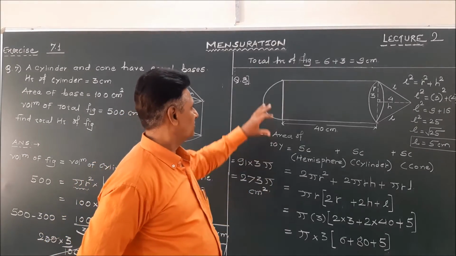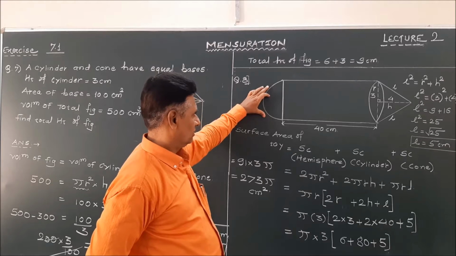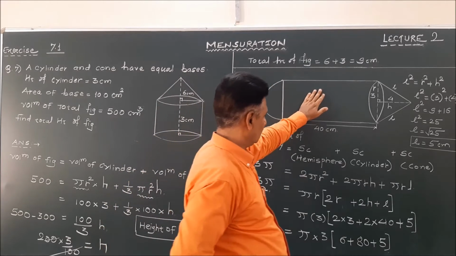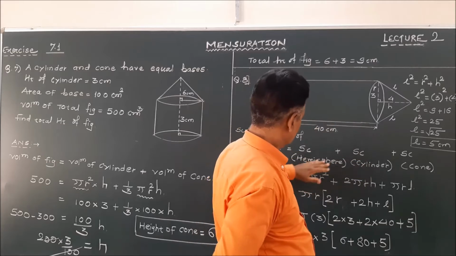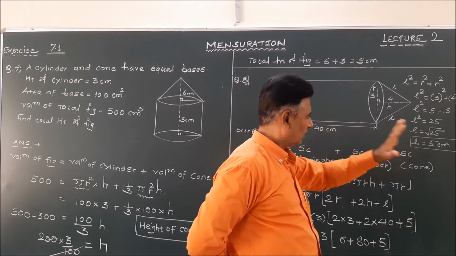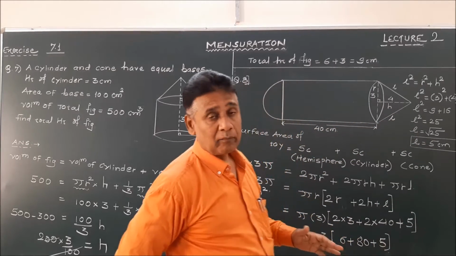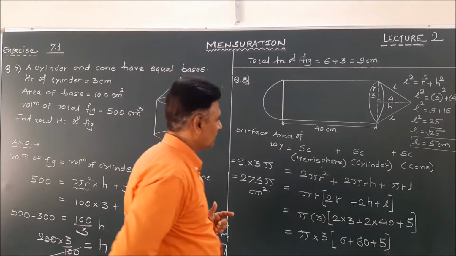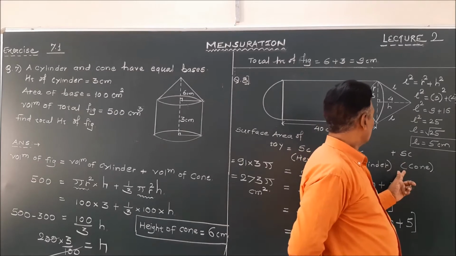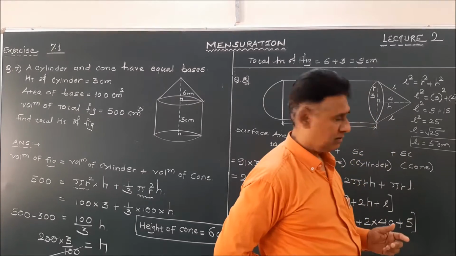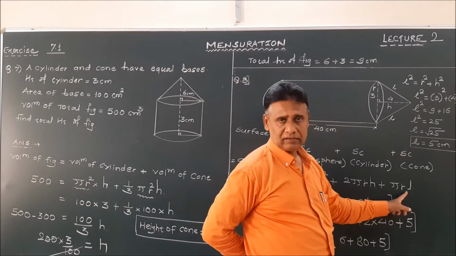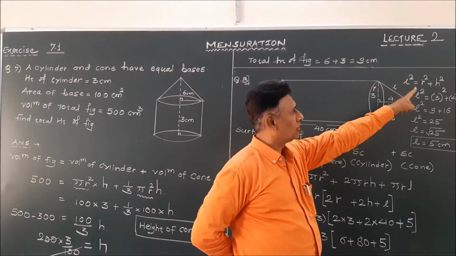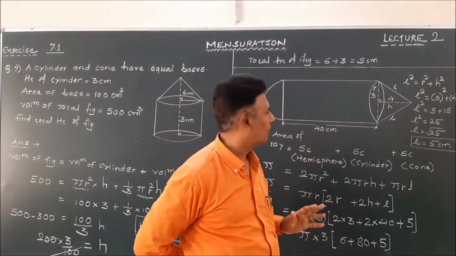In that case we need to find the curved surface area of the hemisphere, the curved surface area of the cylinder, and then the curved surface area of the cone. But what is the formula? Very important. The cone formula is pi r l, but we don't know the value of l. L stands for slant height. Slant height l square is equal to r square plus h square.